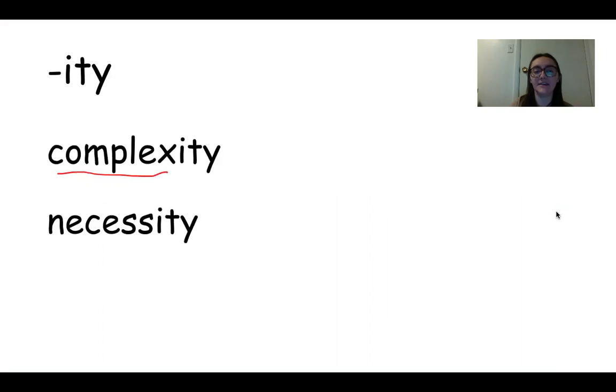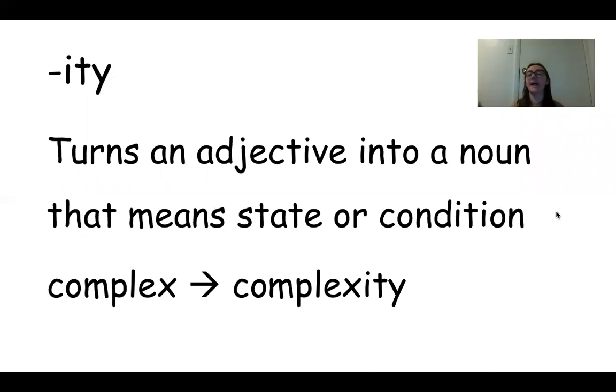And basically, you can add it to things. You can put it at the end of words like complex, which turns into complexity. Necessary can be turned into necessity. And it turns an adjective into a noun that means a state or condition. So complex is an adjective. It's used to describe a noun, a person, a place, or a thing. Complex nursing, complex relationship. And when you add the ity, it turns it into a state that's a noun.